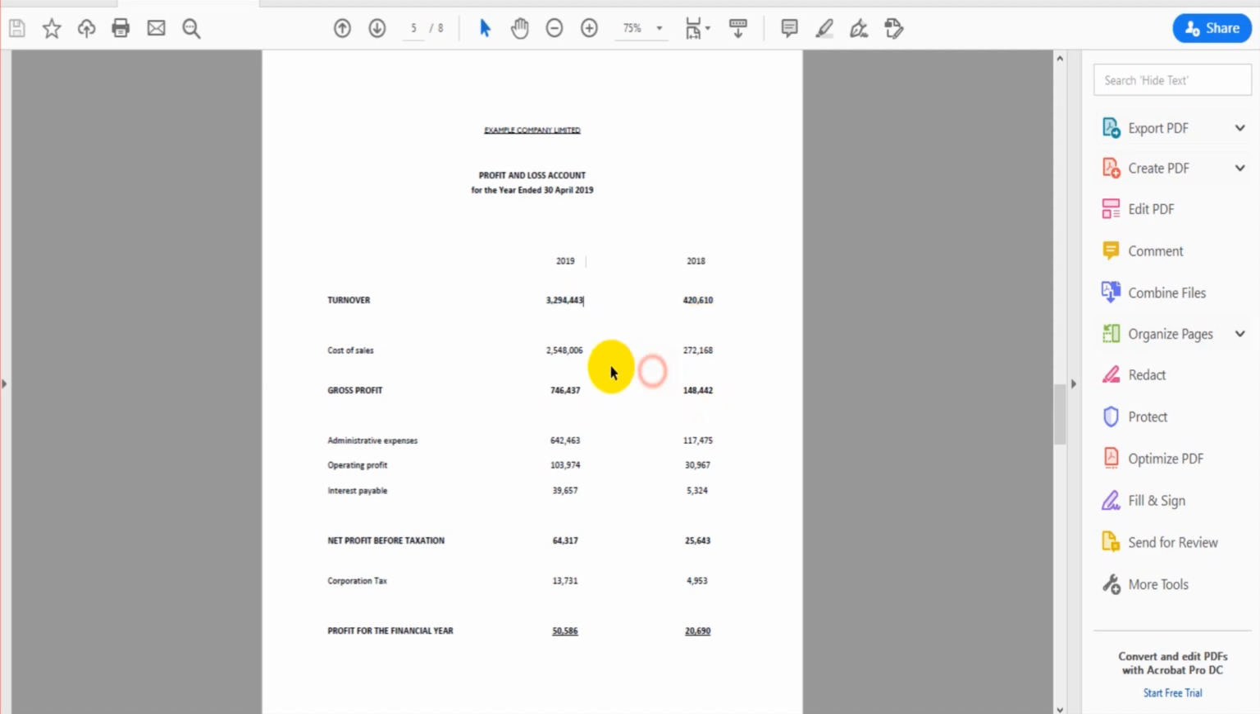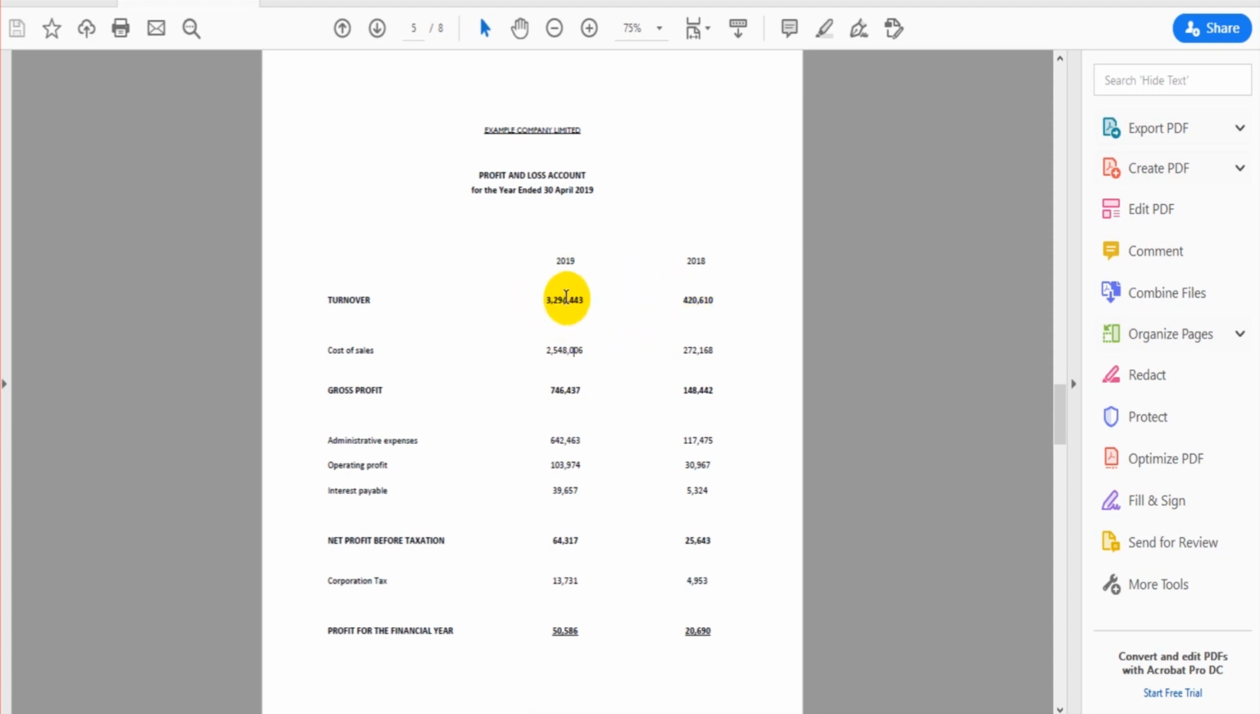So that's great. So let's look at cost of sales. Now, cost of sales has also increased drastically. So if we look at the sales here, we had 3.3 million compared to 420,000 the year prior. If we look at cost of sales, we have $2.5 million or pounds, euros in cost of sales compared to 272,168 the year prior. Now, is that a negative thing? Not so much, or it doesn't have so much of an impact as these sales figures.